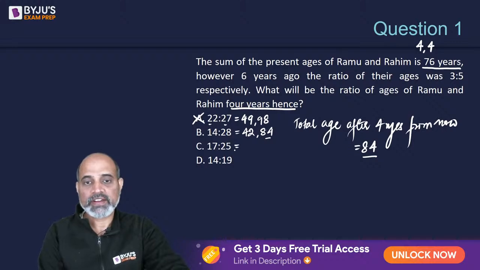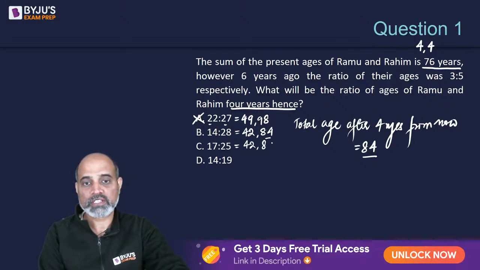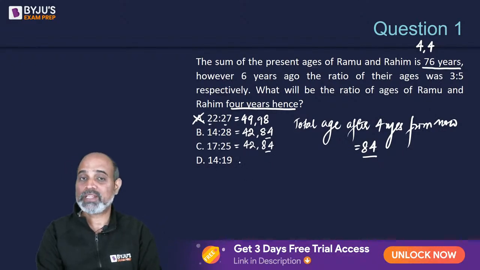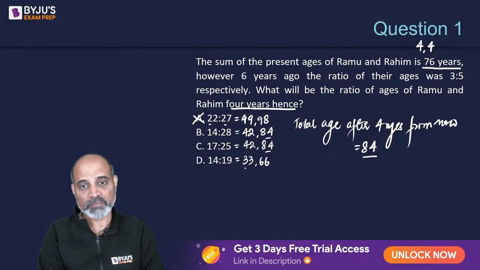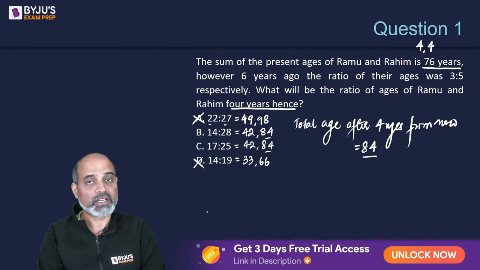The next one is 17 and 25. So if I add 17 and 25, this is going to give me 42 again. Double of it is going to be 84. So this is also very much possible. 14 plus 19 is going to be 33. 33 double is going to be 66. We won't be able to divide 84 years in 14 and 19 because none of them gives us 84, right? Triple of that will be 99. That is also going to surpass 84. So D also cannot be our answer.